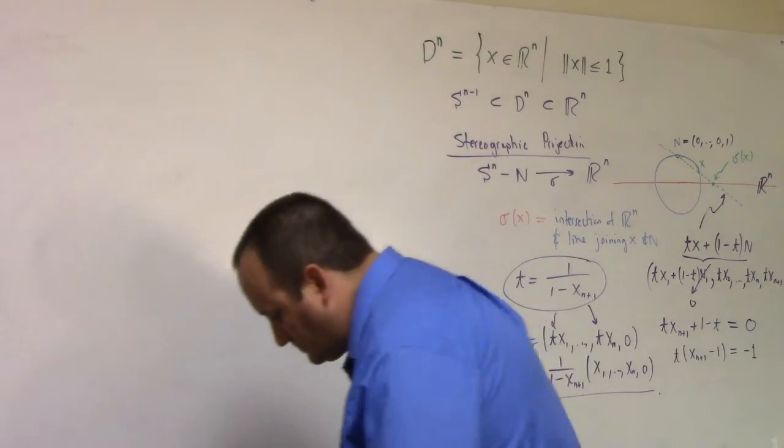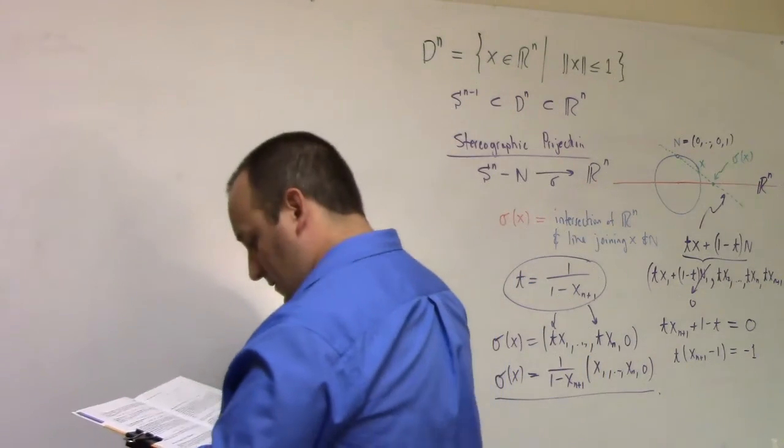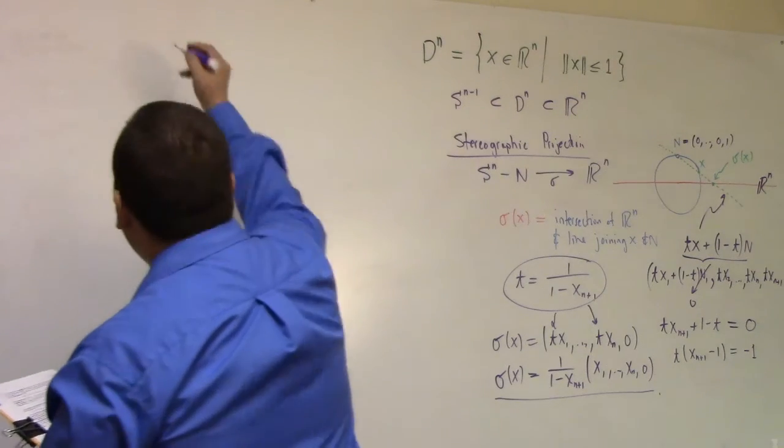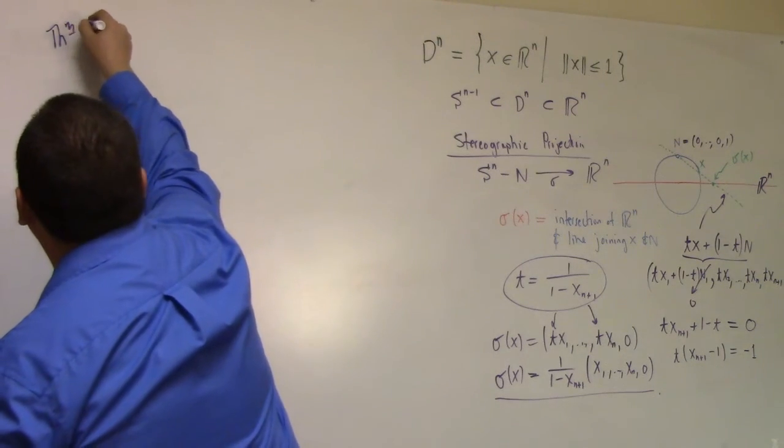So this is here for, first of all, the fixed point theorem. Let me just say what it is. This is Brouwer's fixed point theorem.